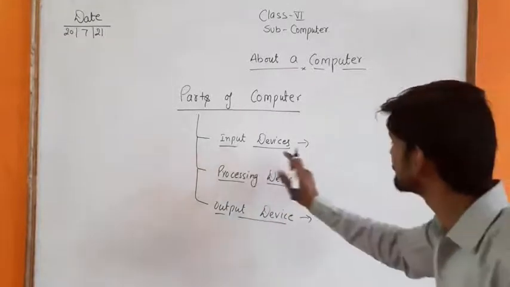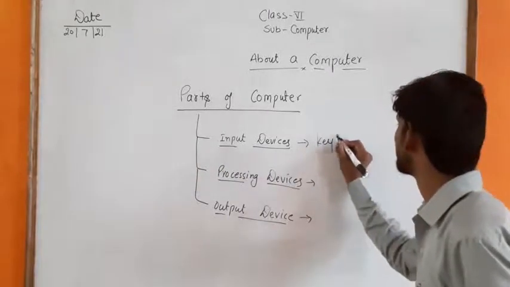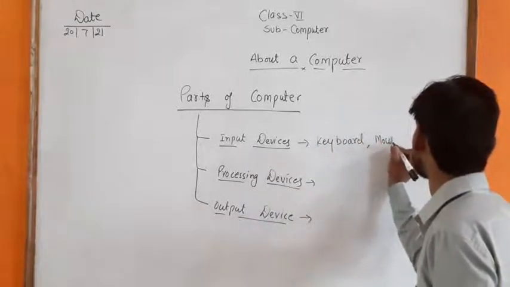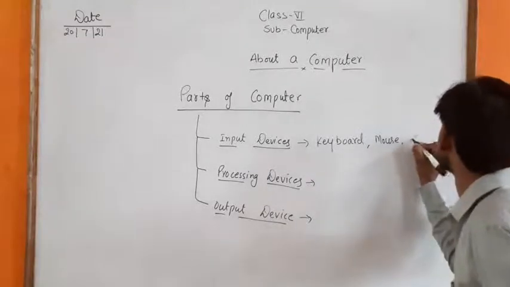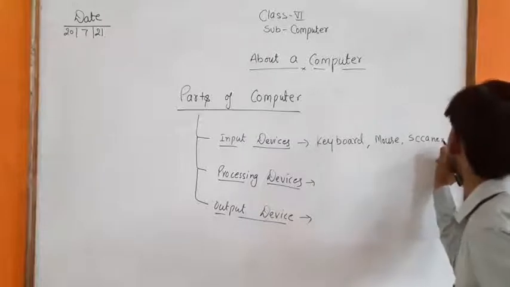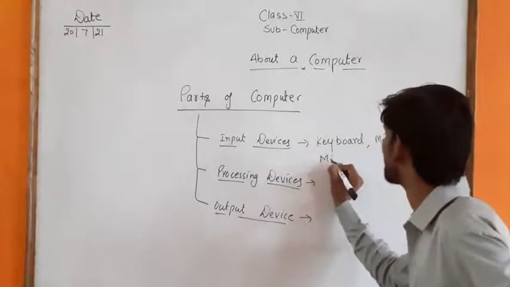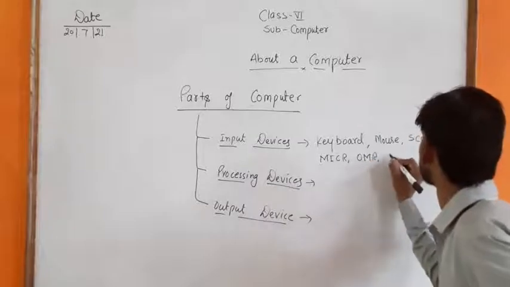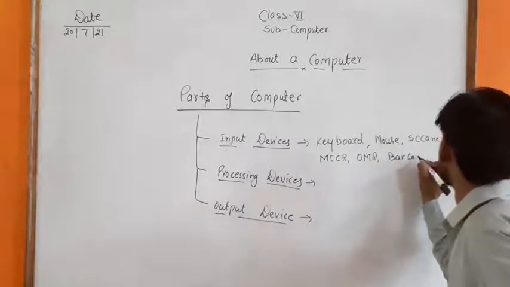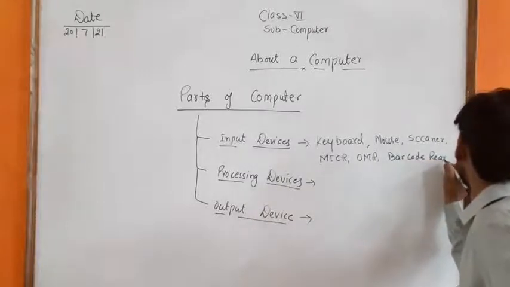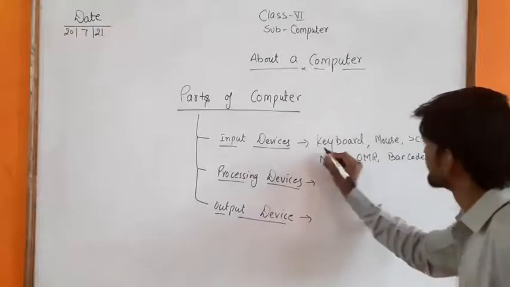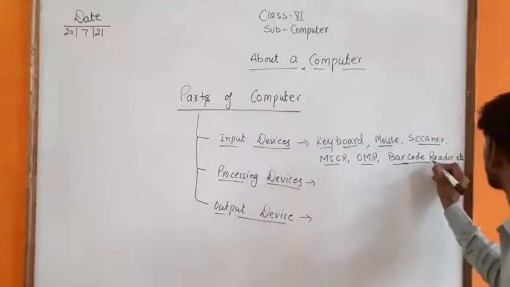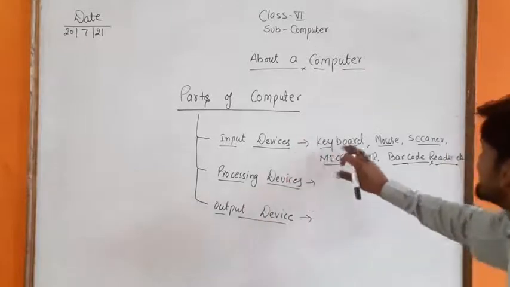In input devices there are some examples like keyboard, mouse, scanner, MICR, OMR, barcode reader, etc. So let's see what the keyboard is and the function of these devices separately.